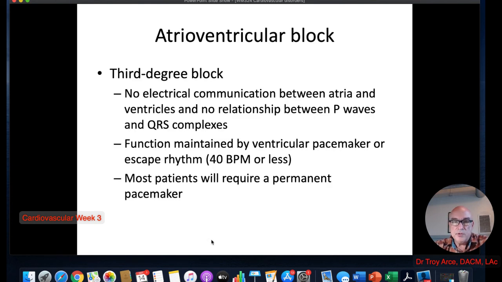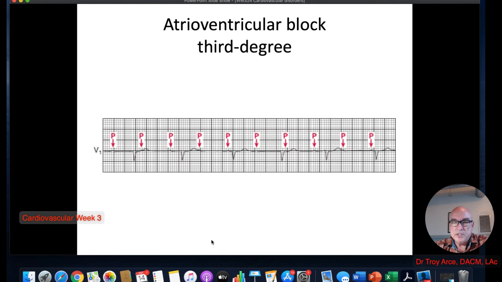Third degree block: there's actually no electrical communication between the atria and the ventricles, and no relationship between the P waves and QRS complex. The function is maintained by a ventricular pacemaker or escape rhythm of 40 beats per minute or less, and most patients will require a permanent pacemaker. So this is serious, right? That third degree block. This is what it looks like, and you're welcome to come back and pause this video, take a look at some of these squares once you get that class, and see if you can identify.